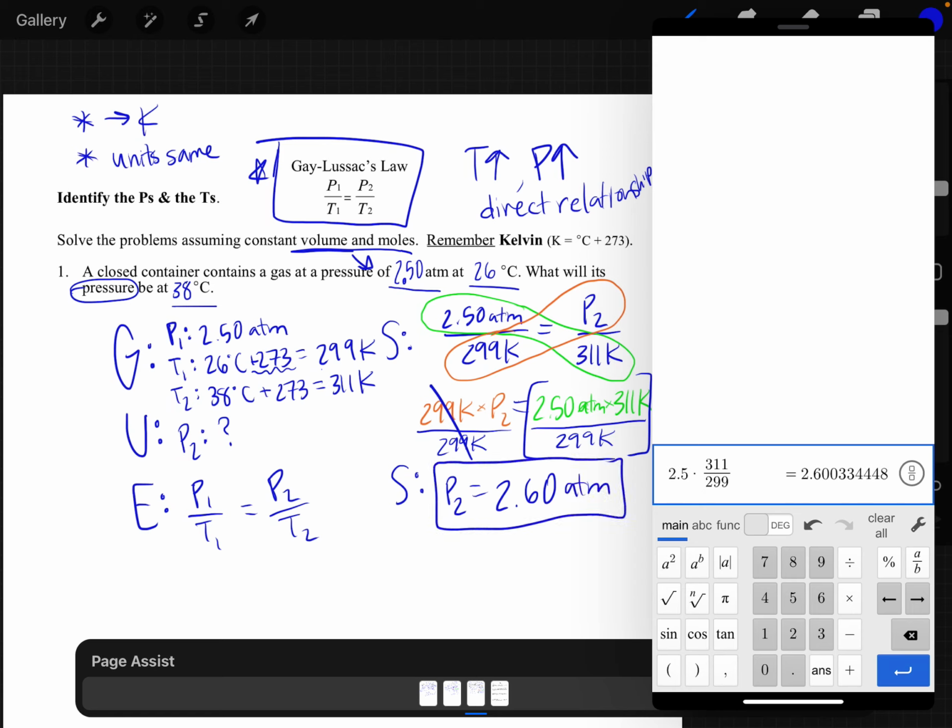And if I'm feeling really stressed about whether I did the math right, I can go ahead and think about it conceptually. We learned that temperature and pressure have a direct relationship. So if I increased my temperature here, if I went from 26 to 38, I also should have increased my pressure. So if I started with 2.5 atmospheres and moved to 2.6 atmospheres, that means I increased my pressure, which means that I probably did my math right.